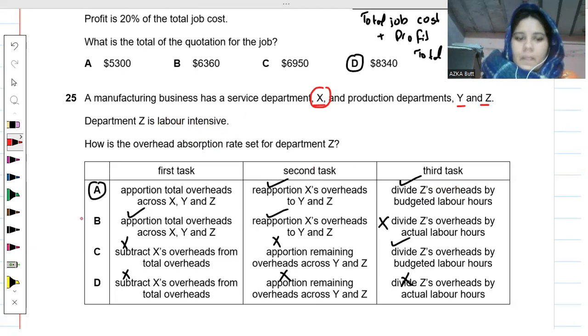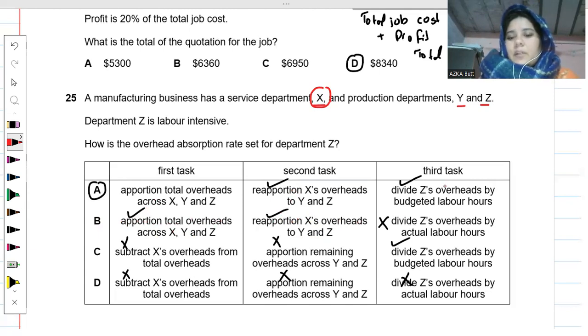And in option B, he says to apportion total overheads across X, Y, and Z. So this option is right. But in the second task, reapportion excess overheads to Y and Z. This is also a right option.